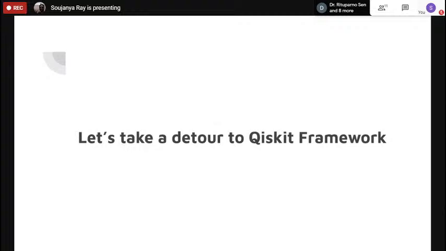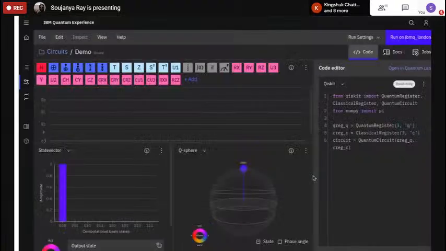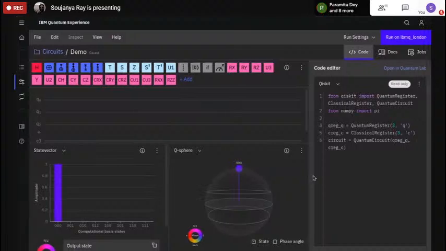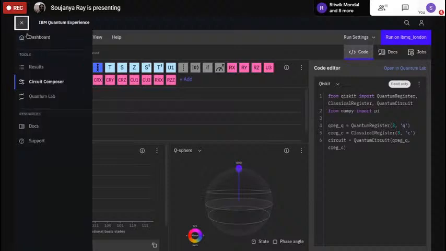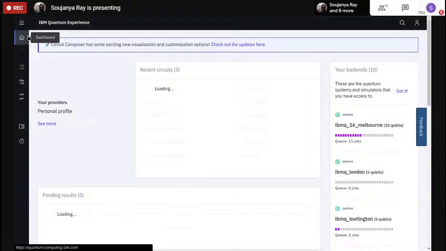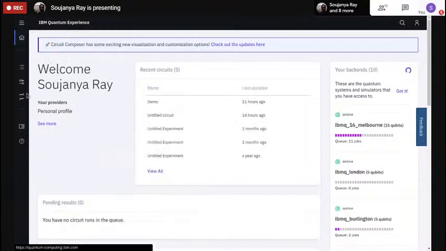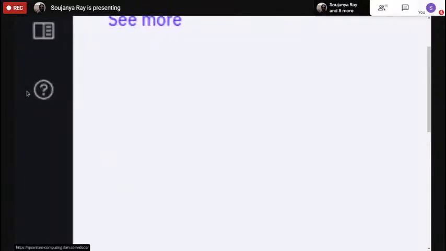So enough of things inside our brain. Let's take a detour and calm down and just see what the Qiskit framework is all about. Here I have already opened the Qiskit framework. You can go to quantum-experience.ibm.com and this will open up. This is the dashboard. This is the primary homepage that you will see.